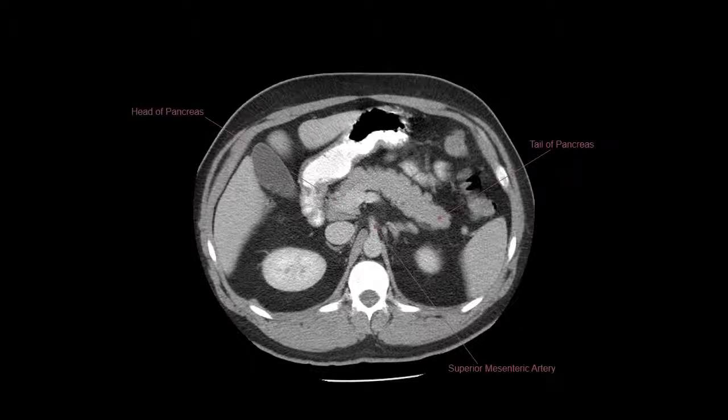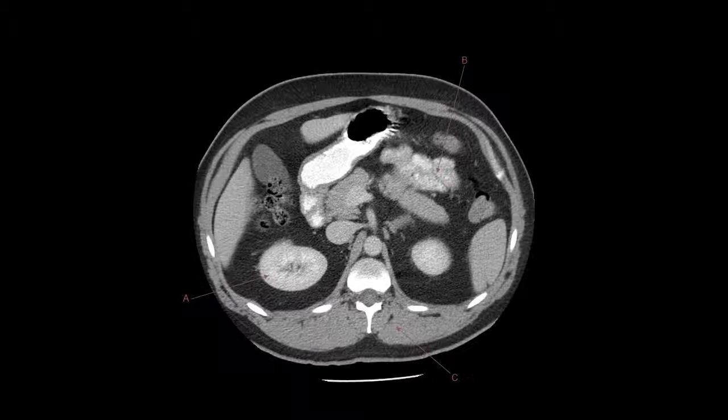And there you go. And then C, as it was, is a superior mesenteric artery. All right, A, what was that again? And you're starting to see a little bit on the left side now. That would be your right kidney and your left kidney. All right. And then what about B and C?